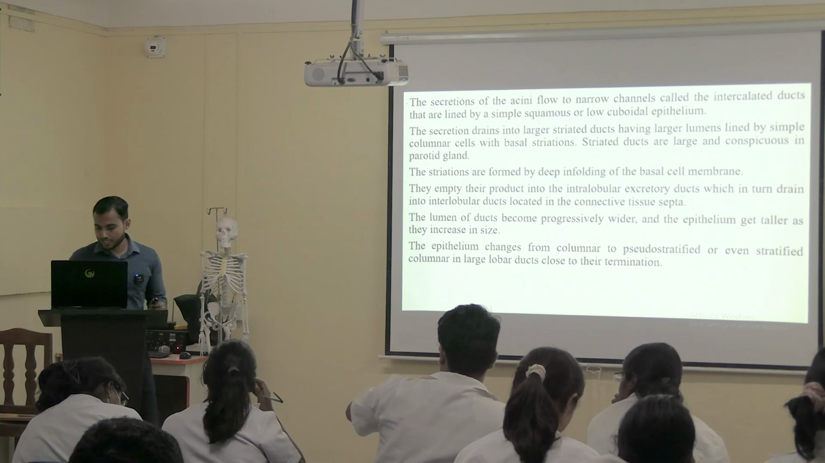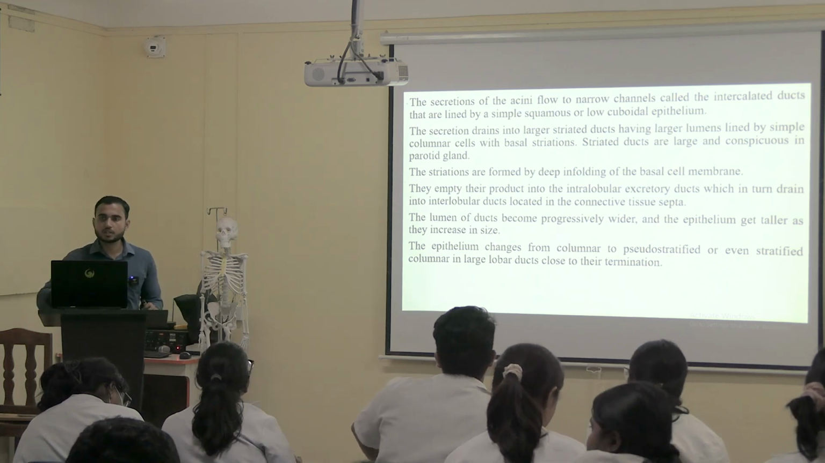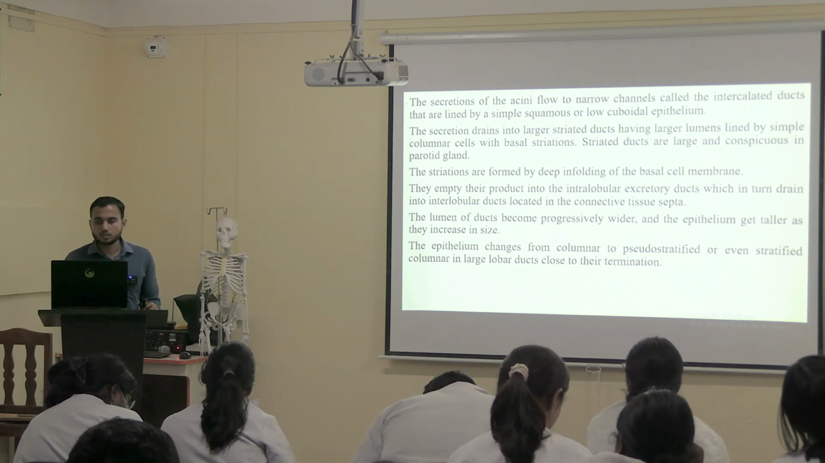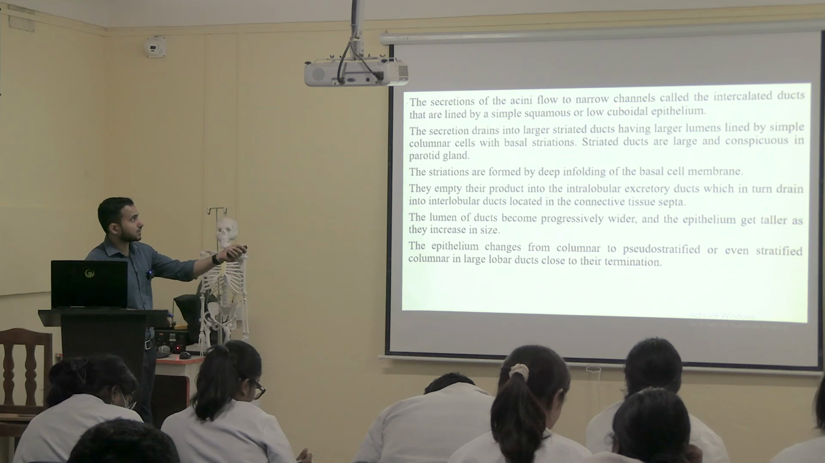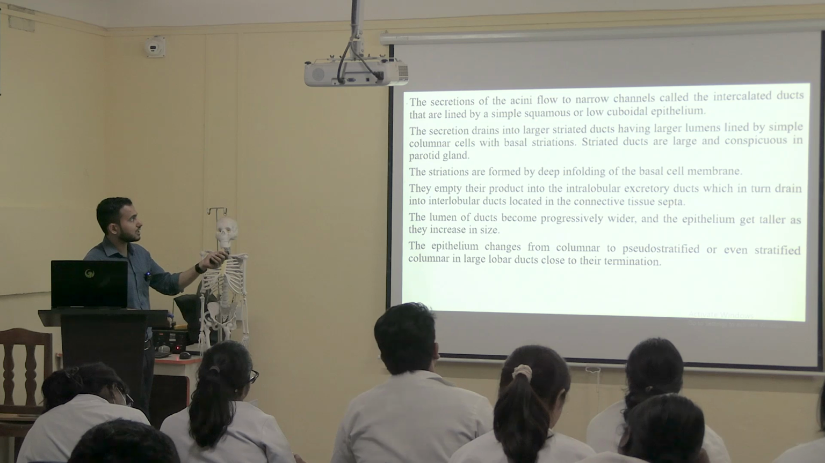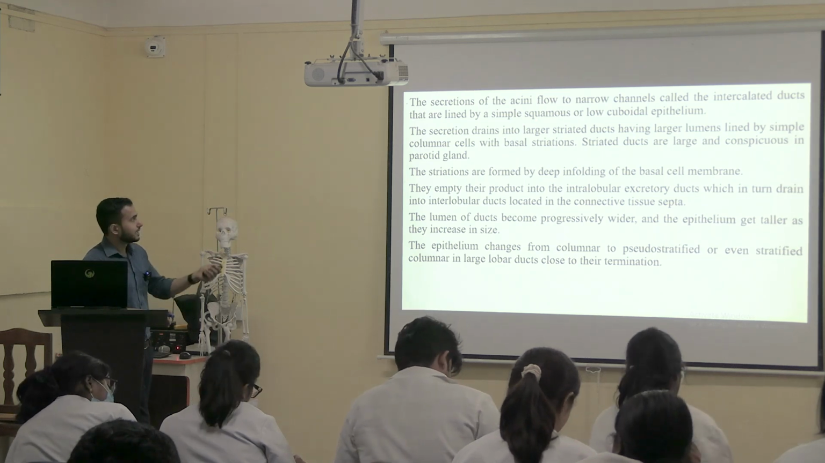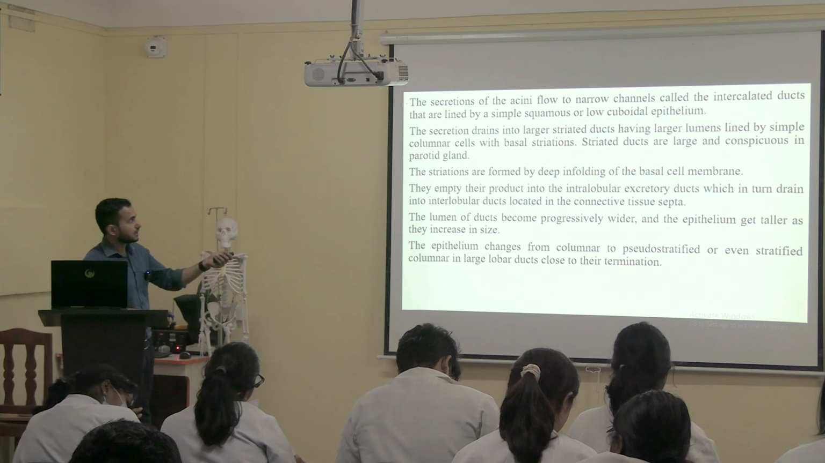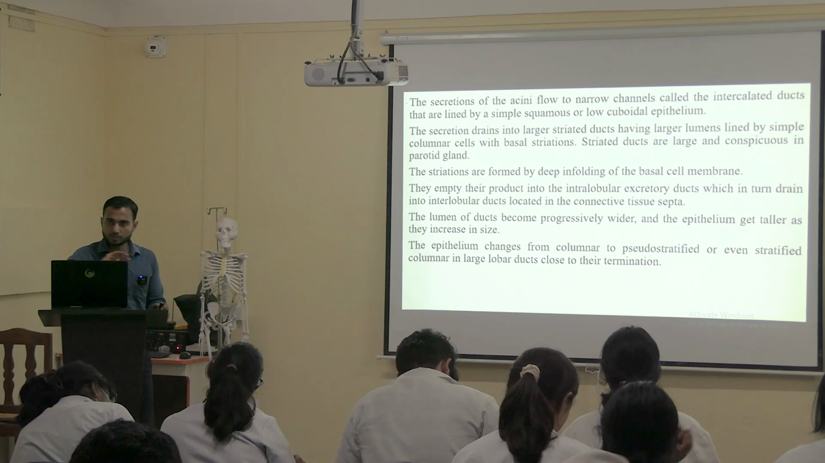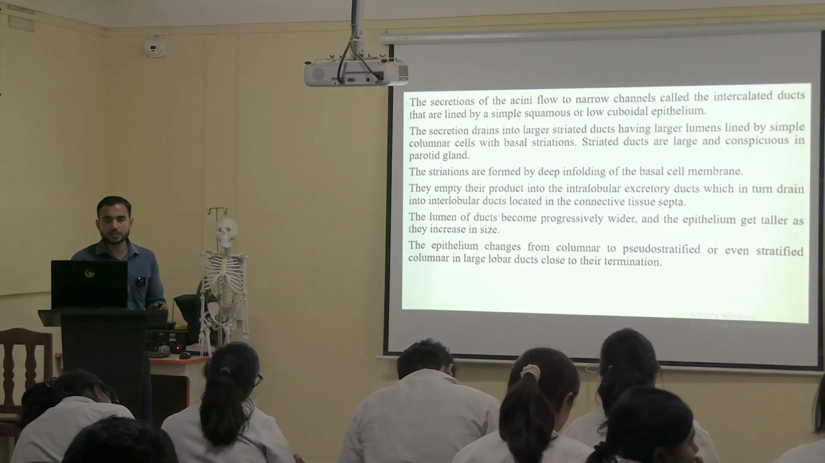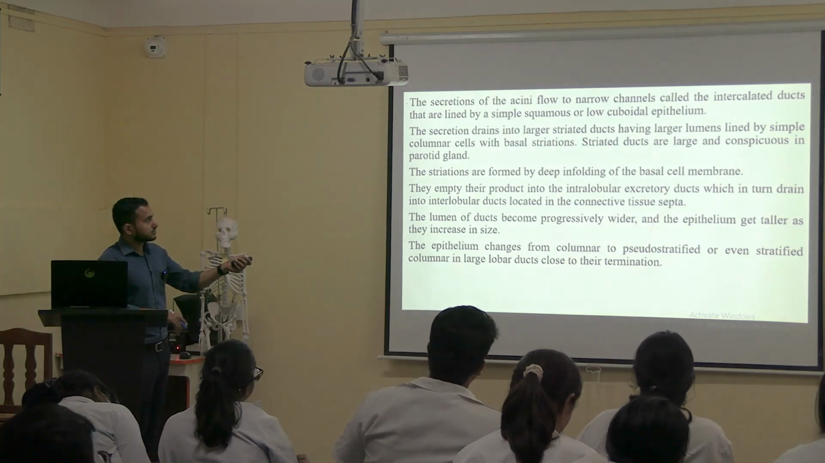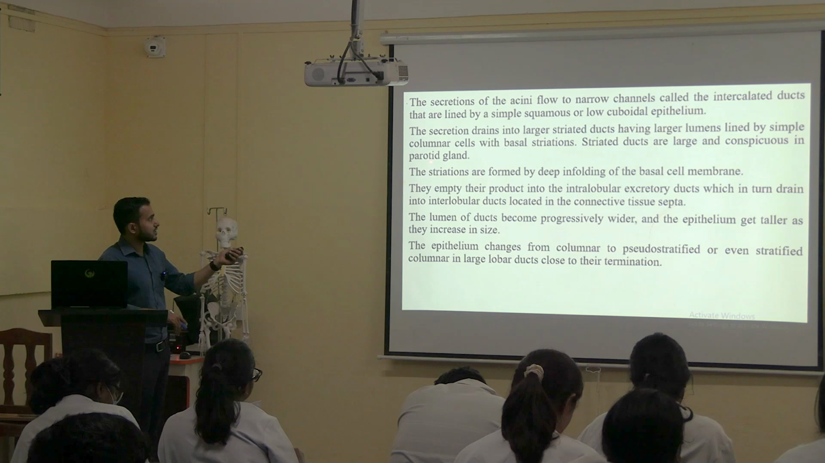Now the secretions, how will they come out? They come out by a duct system, which is highly branched. First you can see the smallest duct, कौन सा है? Intercalated duct. The intercalated duct is lined by either simple squamous or low cuboidal epithelium. Next, the striated duct. In the striated duct, as I showed you just now, there is simple columnar epithelium with basal infoldings. That's why a striated appearance can be seen. Striated ducts are large and conspicuous in the case of the parotid gland.